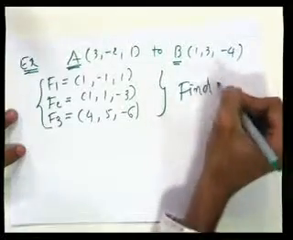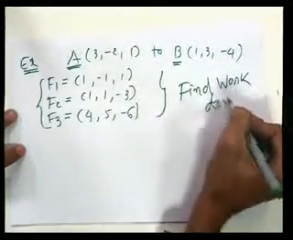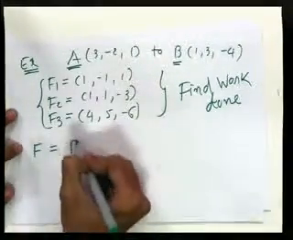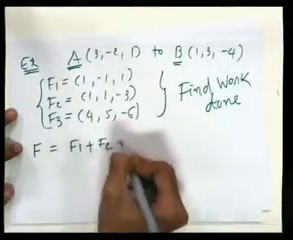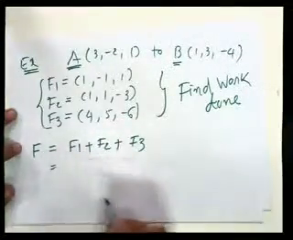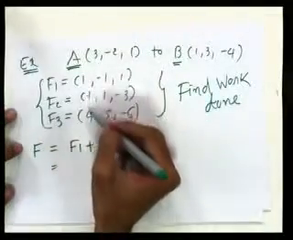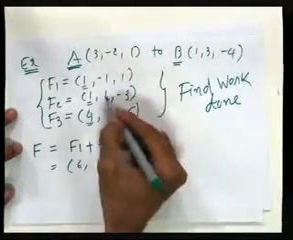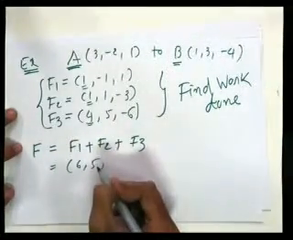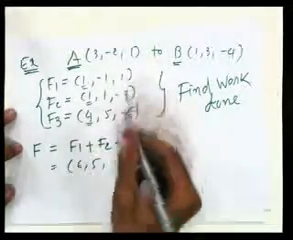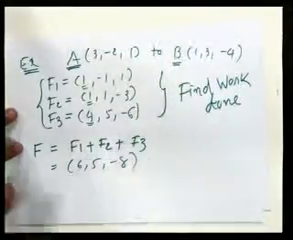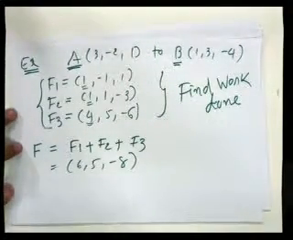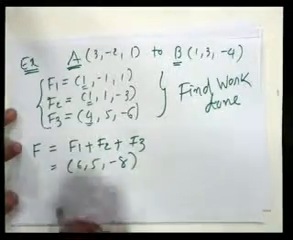Find the work done. Okay, so first we need to find the total force F, which is equal to F1 plus F2 plus F3. So adding these three vectors very quickly, we will get 4 plus 1 plus 1 is equal to 6, here 5 plus 1 minus 1 is equal to 5, and then minus 6 minus 3 minus 9 plus 1 is equal to minus 8. So the total force F is equal to 6 5 minus 8.